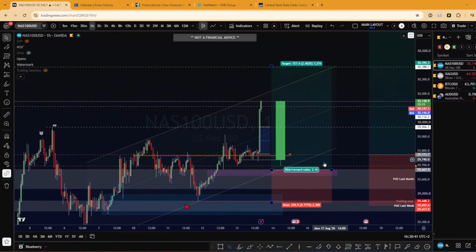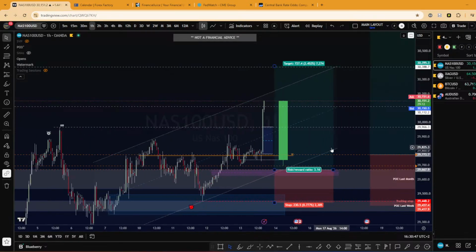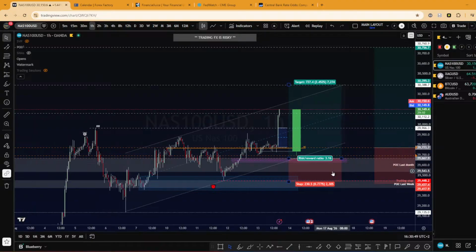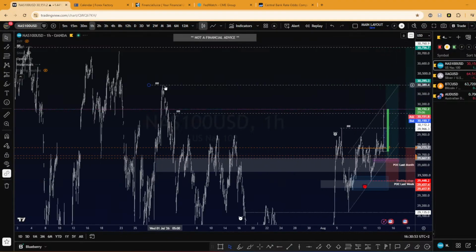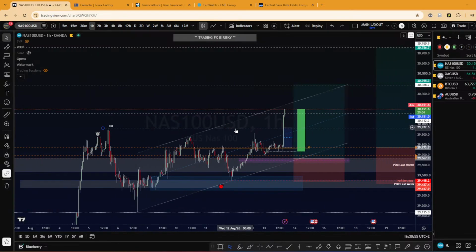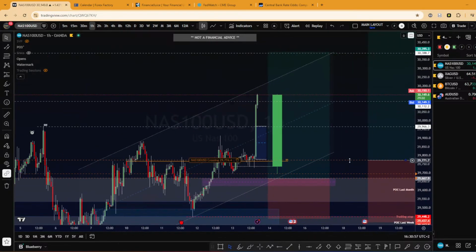Nasdaq keeps going. As I said, I want to see some retracement, but it looks like we are not going to have it. This thing is going straight to the target. I don't want to chase price. Okay, I will wait.